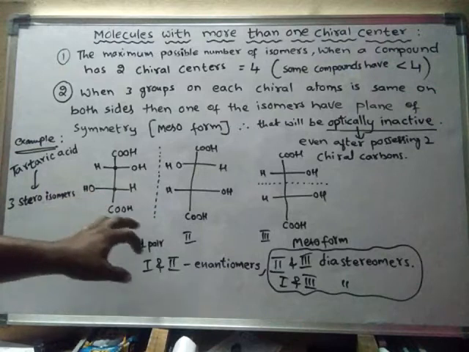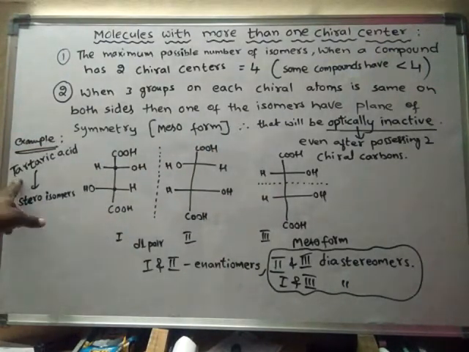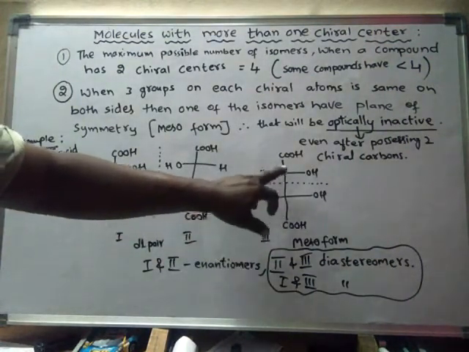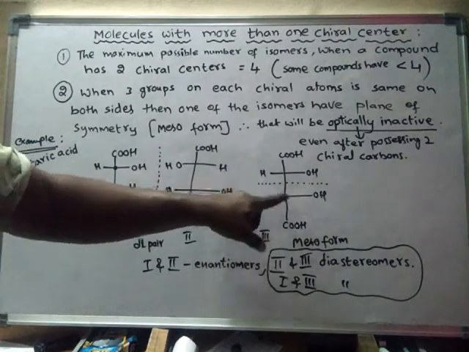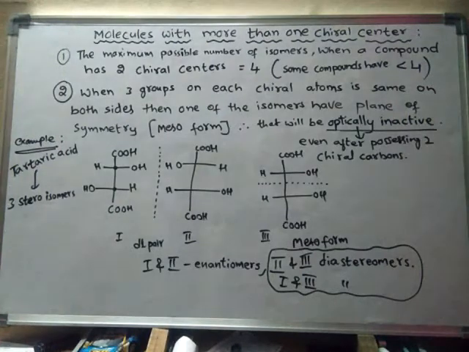So this compound, tartaric acid, even after possessing two chiral carbons, this meso form is optically inactive. So remember that the meso form will always be optically inactive.